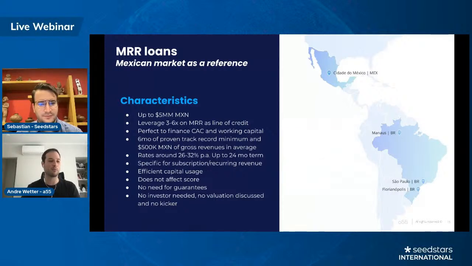And I think the biggest point here, especially for Latin America, where we are positioned, is it doesn't need any warranties. So we don't use, for example, the company cash flow. They don't have to give us receivables or fixed assets to get their loan, as long as they have that positive unit economics and traction. It doesn't need any investors, so we don't discuss valuation. There is no kicker to the operation, so it's fully non-dilutive, and it can work also as a boost to an equity round.